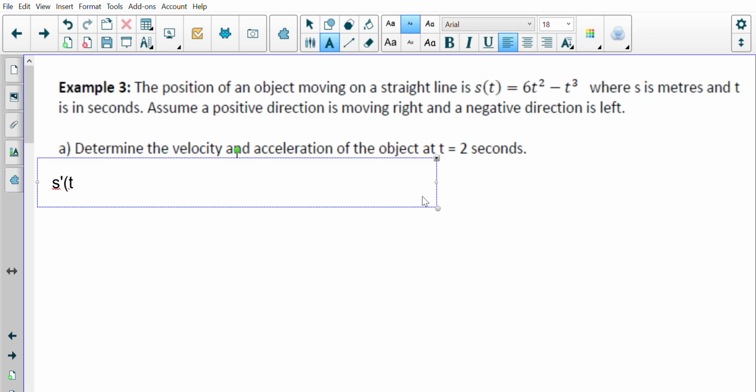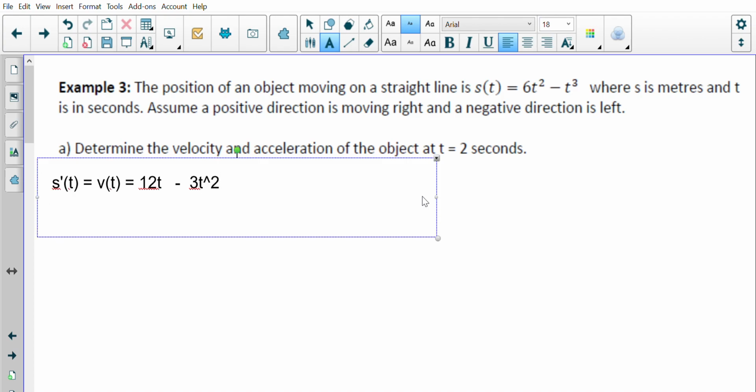So I'm going to find the derivative of s of t, and again, that will be our velocity function. And let's see here. So again, finding the derivative, I have 12t, and then I'm going to have minus 3t squared. All right, now if I want to find the velocity at 2 seconds, I'm going to sub that value in to our velocity function here.